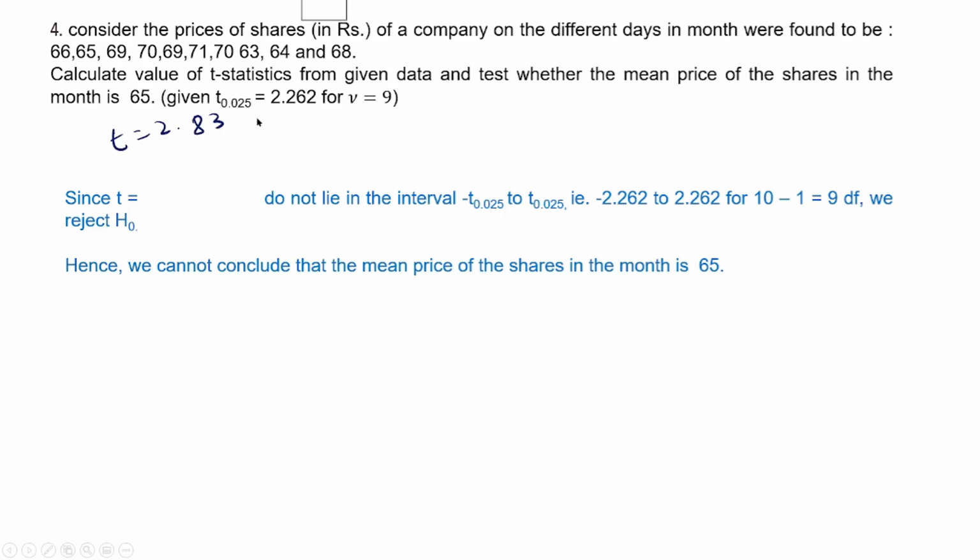Now if we see the critical value t 0.025, it is 2.262, and the value which we got for t is 2.83. It is more than 2.262, or this value 2.83 does not lie in the interval minus 2.262 to 2.262 for 10 minus 1 equal to 9 degrees of freedom. As a result, we have to reject H naught. So t is equal to 2.83 does not lie in this interval.